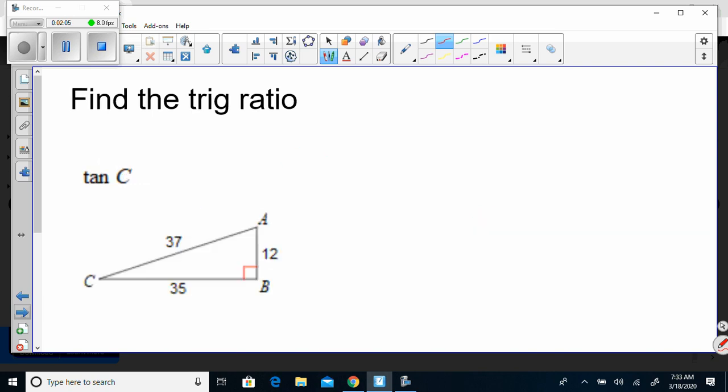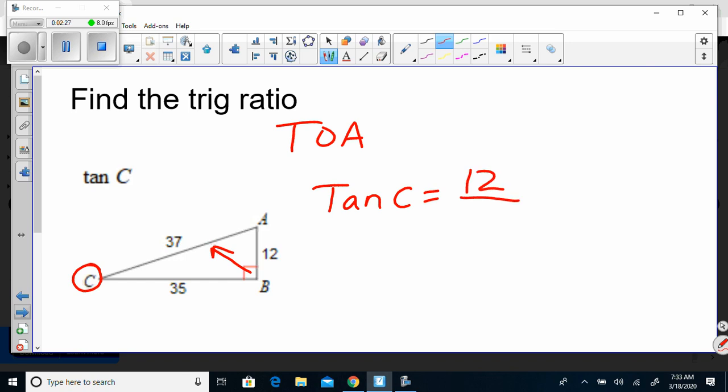Okay, next one, tangent. So again, the tangent of c, I'm going to circle c. I'm going to draw in my arrow to point towards the hypotenuse. So the tan of c equals, now remember tangent is TOA, opposite of c is 12, adjacent to c would be 35, and that would be your answer. And again, remember to simplify. If you leave it like that, I will still give you full credit.